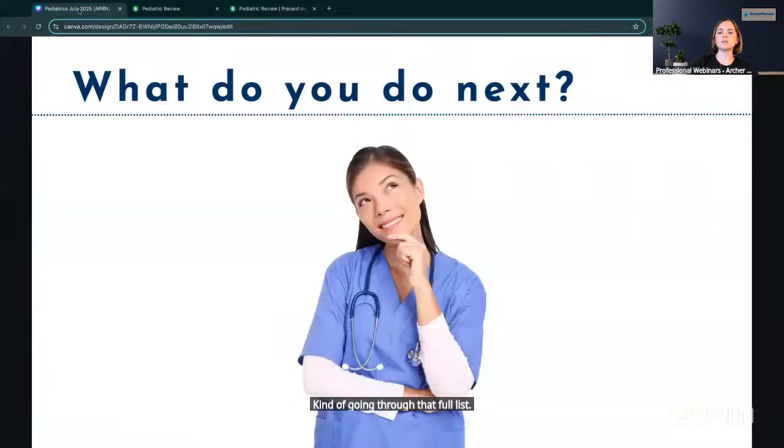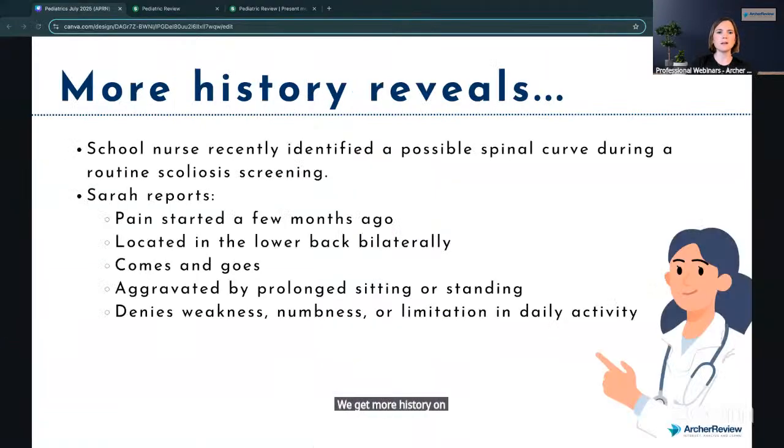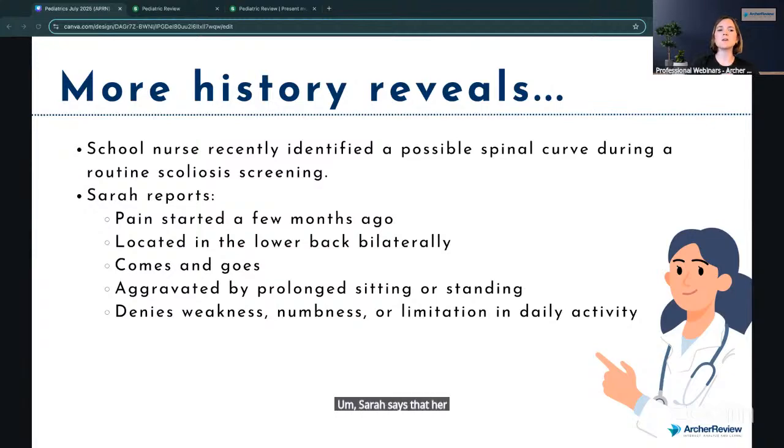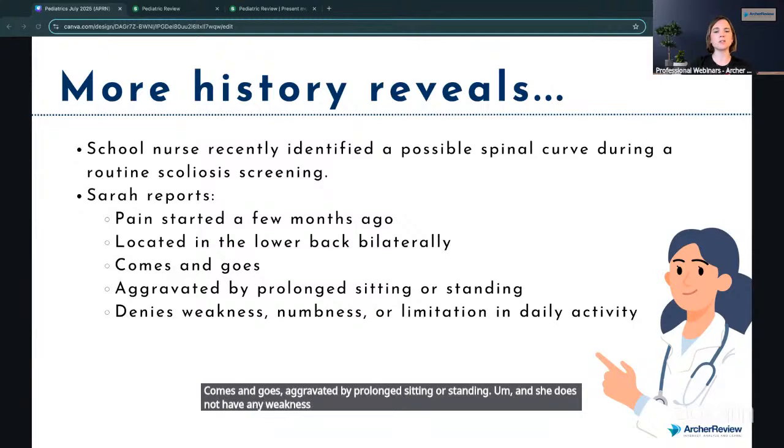And as it turns out, we get more history on Miss Sarah. And we find out that the school nurse did recently identify a possible spinal curve. Sarah says that her pain started a few months ago. It's located in the lower back bilaterally, comes and goes, aggravated by prolonged sitting or standing. And she does not have any weakness, numbness, or limitation in her daily activity.